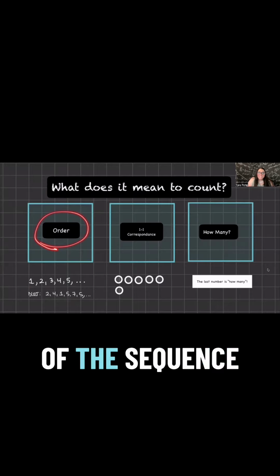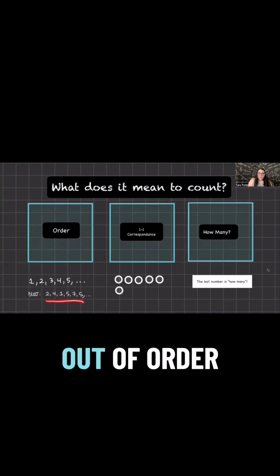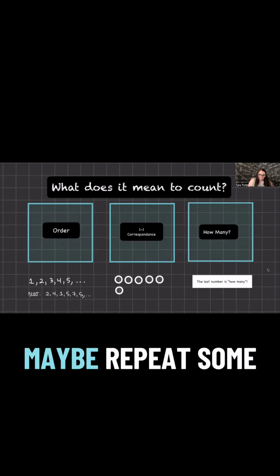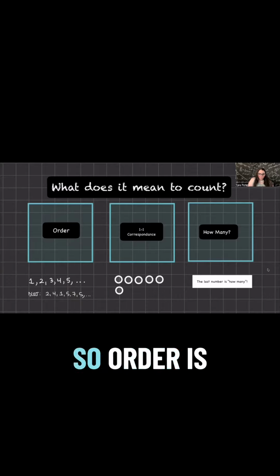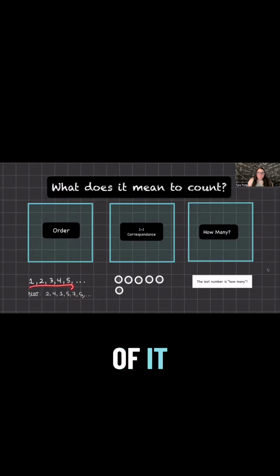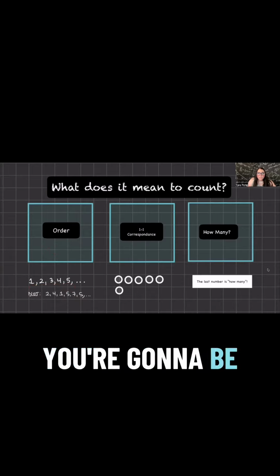So the order of the sequence that we count in definitely matters, right? You don't want the child to say the numbers out of order, like 2, 4, 1, or even maybe repeat some of the same digits, 2, 4, 1, 5, 7, 5. So order is definitely a third of it, we can say. So it's one component. So you have to get the sequence in order. So that's what you're going to be looking for.